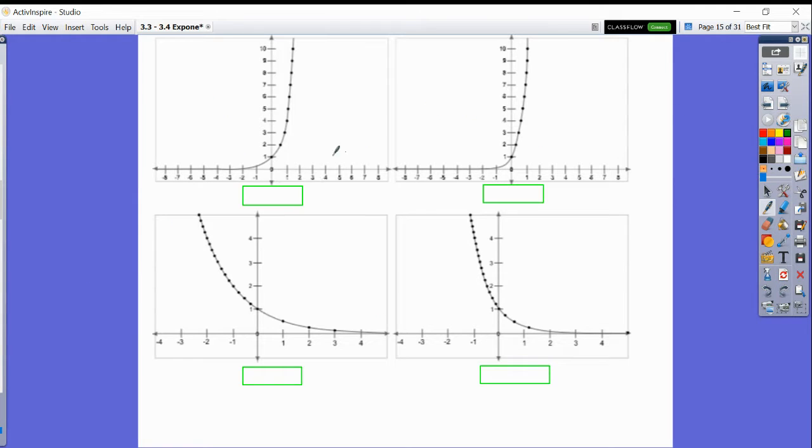So the domain and range of these, actually, if you look at all these graphs, they all have the same domain and range because they go left and right forever, and they're all going right down and not quite touching 0 there. So how do you tell what the graph is? Well, they all go through 0, 1, so we already know there's no multiplier or anything weird about them. It's just going to be y equals something to the x.